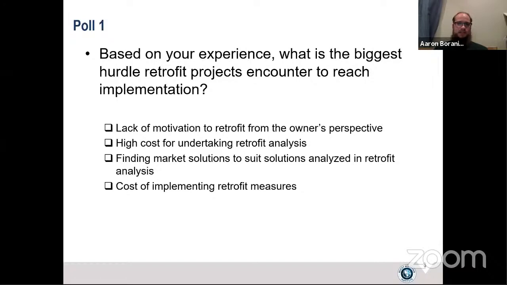Yeah, so it looks like the clear winner is the lack of motivation to retrofit from the owner's perspective, the first option. I think that would be a great segue into Phil starting to talk about the vision and how we think through PEO we're able to motivate the owners more in undertaking such a retrofit study.